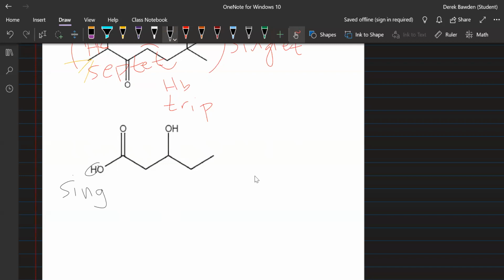Now, this is a CH2, okay? We need to look at if there's a stereocenter in this molecule. Is there a stereocenter? Yes, there is, right? Okay, so we're going to have HB and HC. What do you think HB is going to show up as?